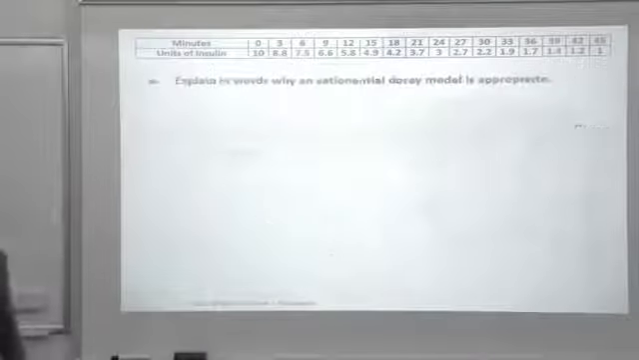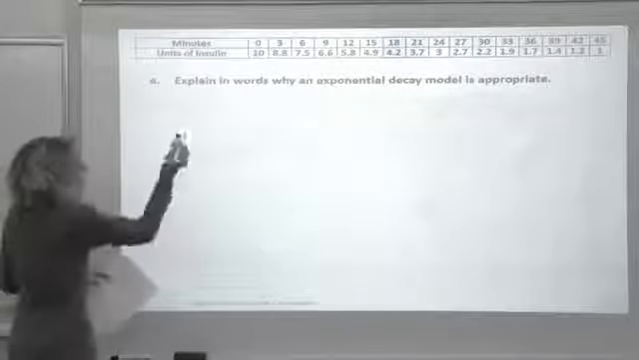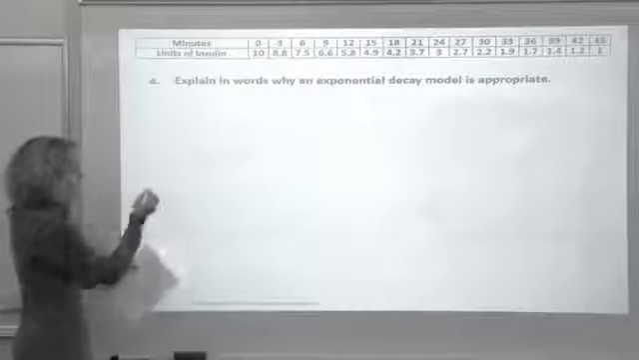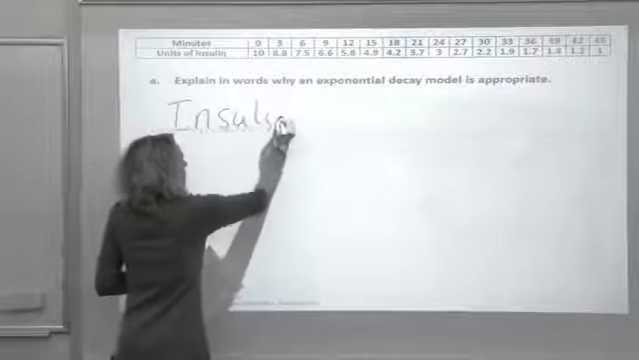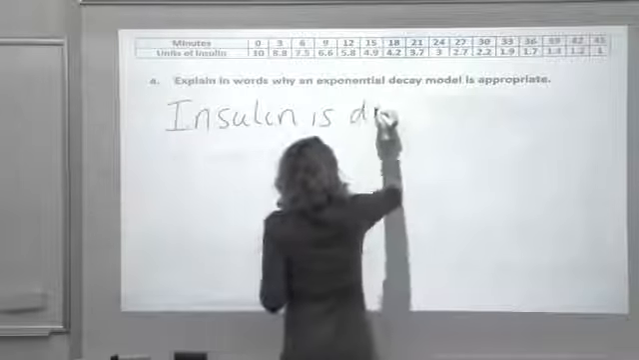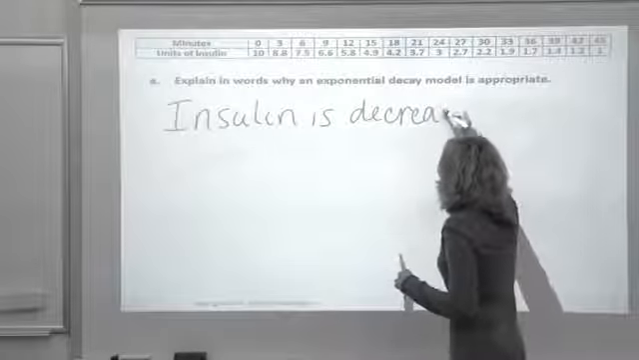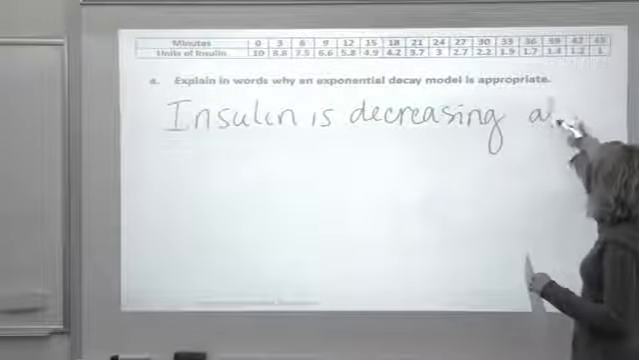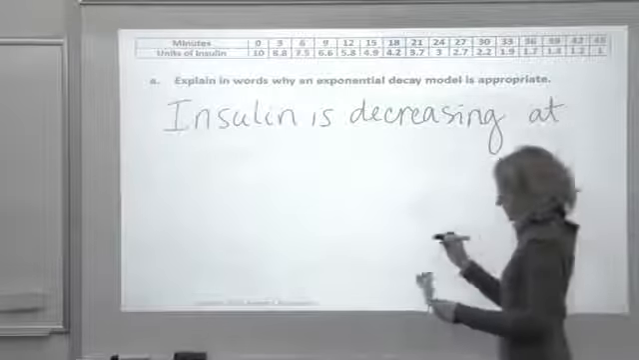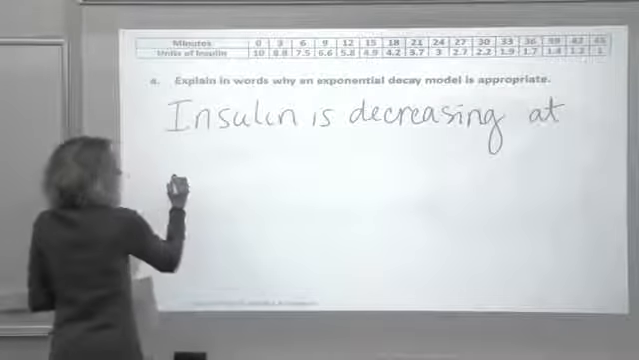So actually my answer goes back here. Why an exponential decay model is appropriate: insulin is decreasing. Our scatter plot definitely did not look linear. Decreasing, and not only is it decreasing, it's decreasing at a decreasing rate.